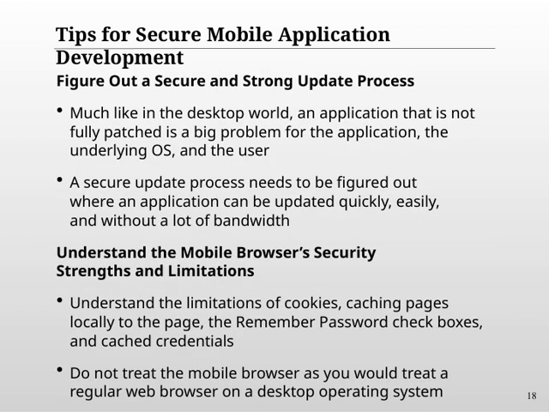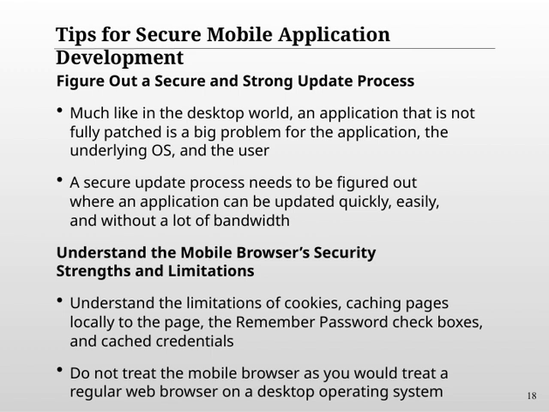Now, let's talk about some tips for secure mobile application development. First, it's crucial to figure out a secure and strong update process. Just like on desktops, if your application isn't fully patched, it becomes a major security risk, not only for your app, but also for the underlying operating system and the users themselves. So, you want an update process that's quick, easy, and doesn't consume a lot of bandwidth. This way, you can ensure that security patches are delivered efficiently and effectively.